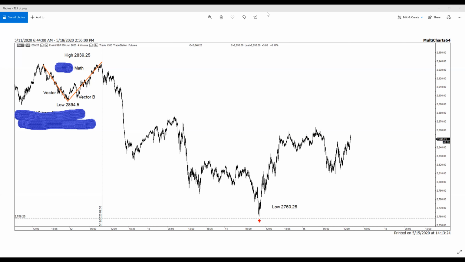This next chart, we're going to take the two vectors marked out by the orange trend lines here, vector A and vector B. We take measurements from those two vectors and we make a price projection for the downtrend move that ensues off of this double tap. You can see we have a projection at 27.58 1/4. The actual low was 27.60 1/4. So our price projection missed by 2 points.